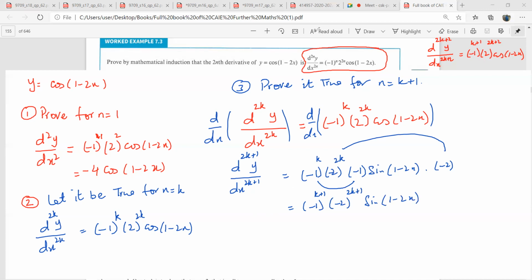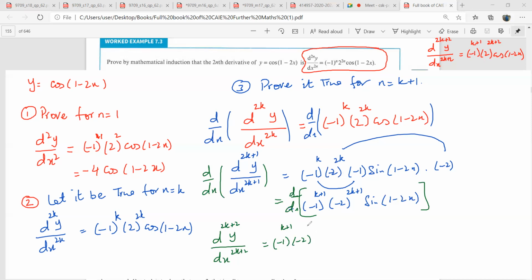Now let's differentiate this again. Let me use a different color here. To save space, I'm going to differentiate this again, so this is d by dx of all of this. The left hand side is going to be what we are looking for, d^(2k+2) y over dx^(2k+2). Again, these are constants, we'll just write them as they are. This is 2k plus 1. And now its derivative is going to be cos(1 minus 2x) times this minus 2, the derivative of the angle 1 minus 2x.